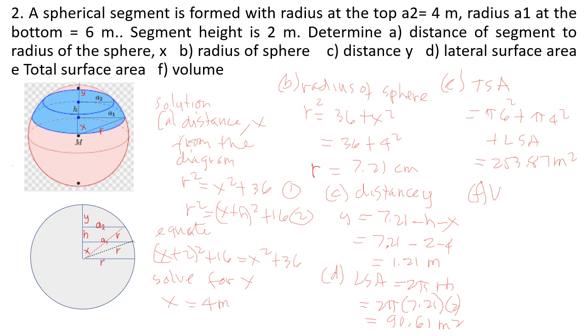The volume equals pi all over 6 times (3 r1 squared plus 3 r2 squared plus h squared). So that is equivalent to pi all over 6 times 2 times (3 times 6 squared plus 3 times 4 squared plus 2 squared), equivalent to 167.46 cubic meters.